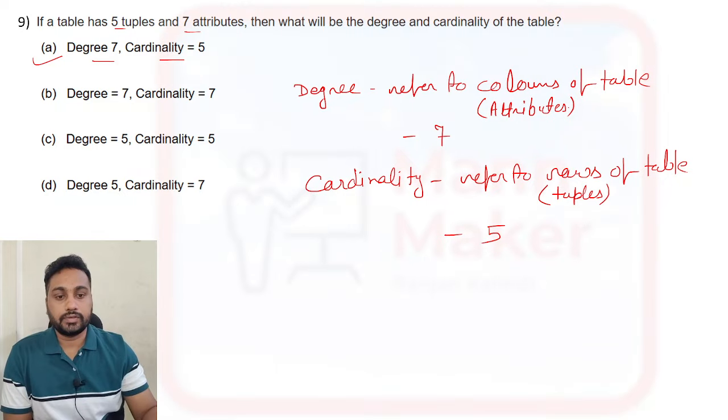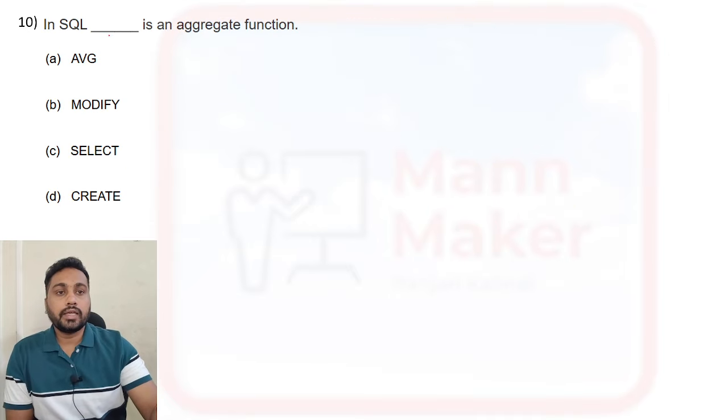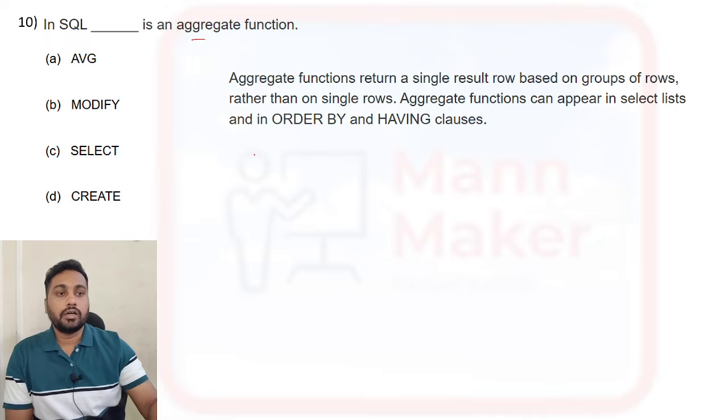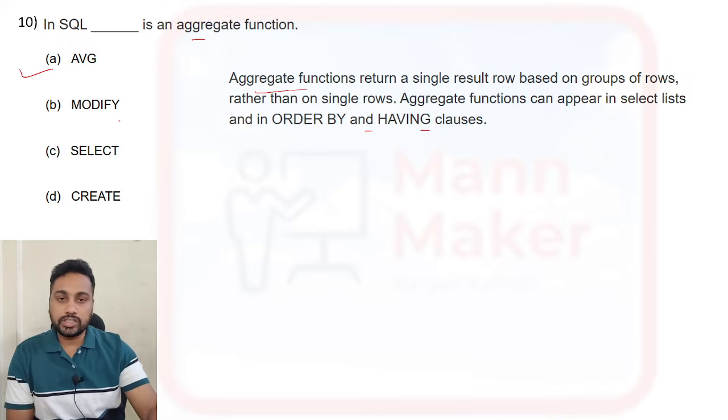your right answer. Okay, in SQL, dash is the aggregate function. So, SQL aggregate function: an aggregate function returns a single result row based on a group of rows rather than a single row. Aggregate functions can appear in the select list and in the ORDER BY and HAVING clauses. This is what an aggregate function is. So from these options, only AVG is related to aggregate functions.